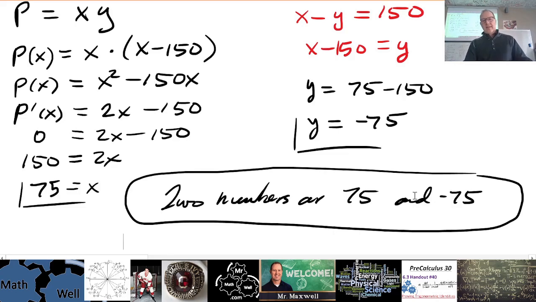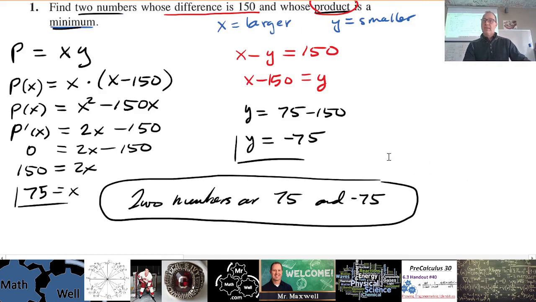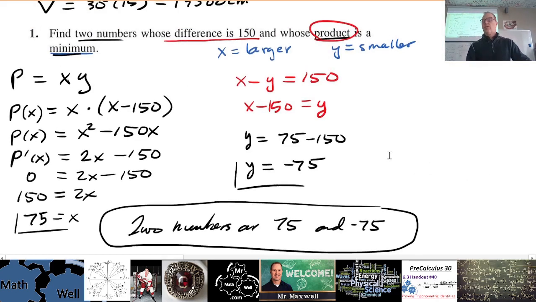Now you won't have graphing technology, you should be able to do this algebraically like we're doing. But if you are doing your homework and you're studying and you don't know if you have the right answer or not, what you could do is graph your original function just in terms of x, and I'll take a moment to do this with you. This is a parabola that opens upward, right? So there should be a minimum point there, and that should be at x equals 75. So let's pop over to Desmos and check that out.